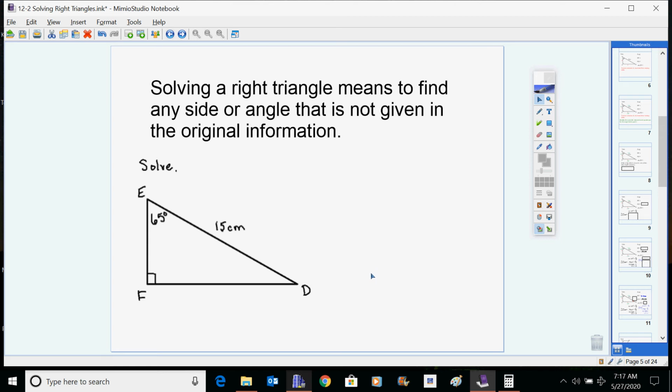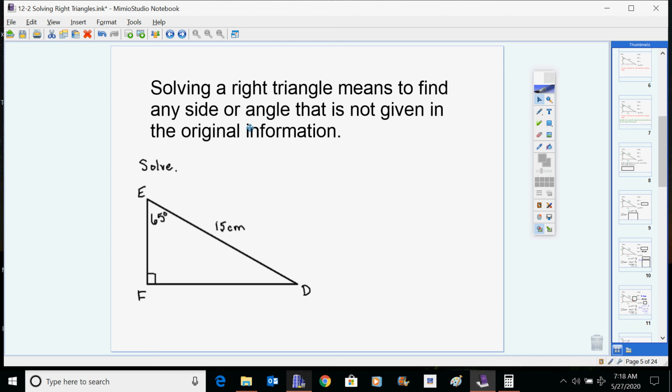Tomorrow we're going to be trying to deal with what if you're given two sides and you need to find the angles and you need to find the third side. So today let's just focus on you're given an angle and one side, you know it's a right triangle, and trying to figure it out from there.